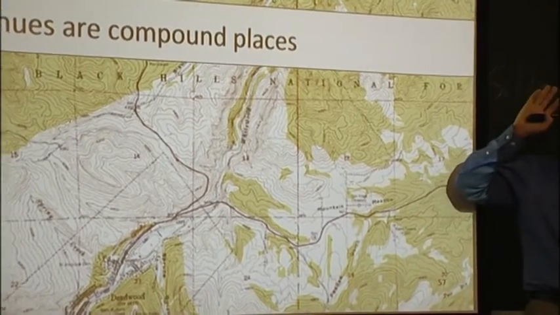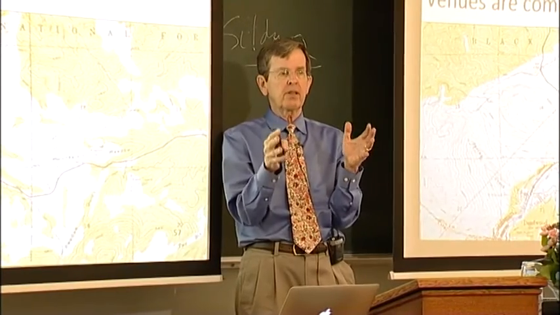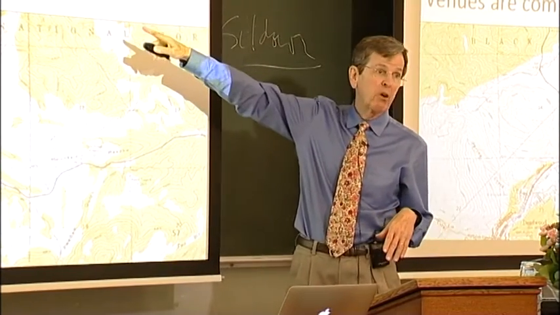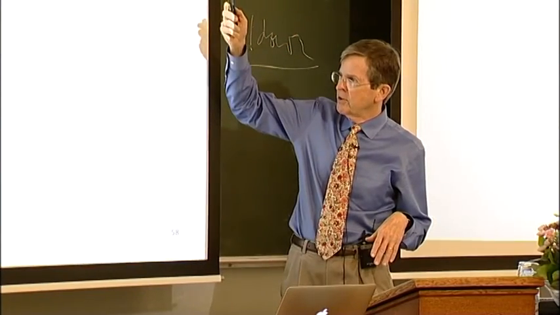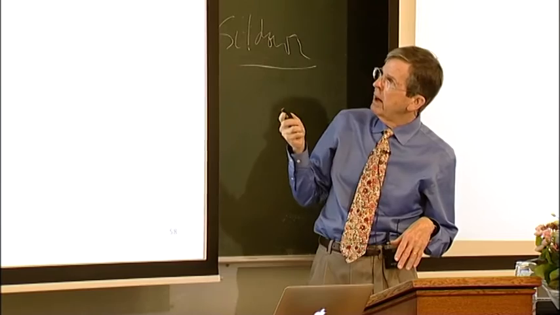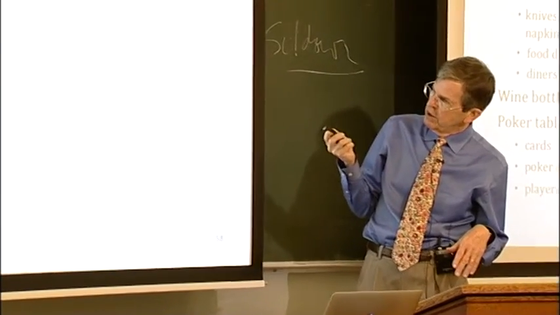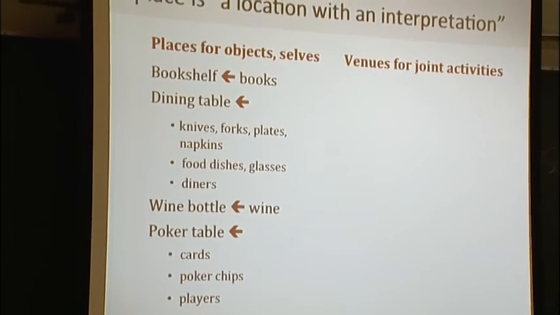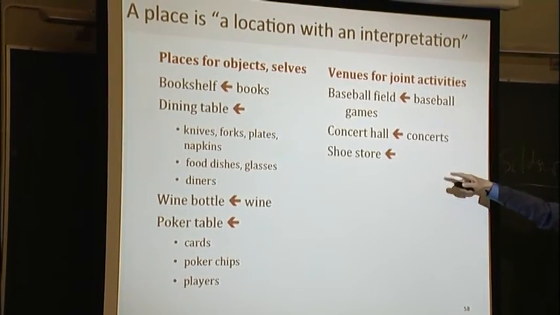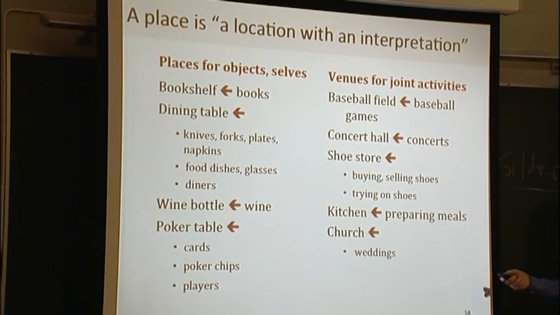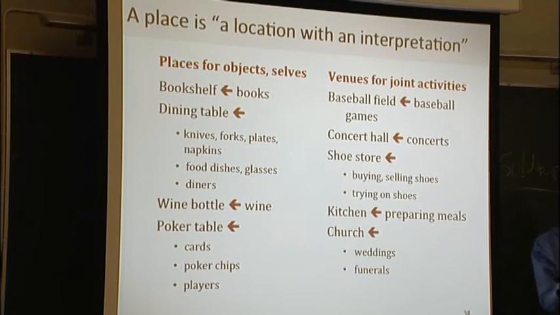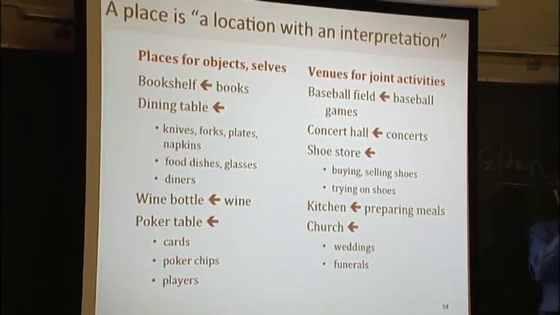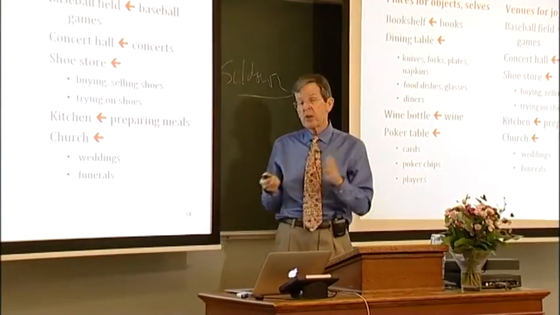Okay, let me call them simplex places. But these simplex places are parts of big venues. So venues are basically compound places. This is what I've just been showing you. These are places for objects themselves, but venues are places for joint activities per se. That is, you play concerts, buy and sell shoes in shoe stores, prepare meals in kitchens, hold church, and so on. So you think of a venue as a place where bigger joint activities go on. But of course, they nevertheless consist of a bunch of smaller, simplex places, among other things.